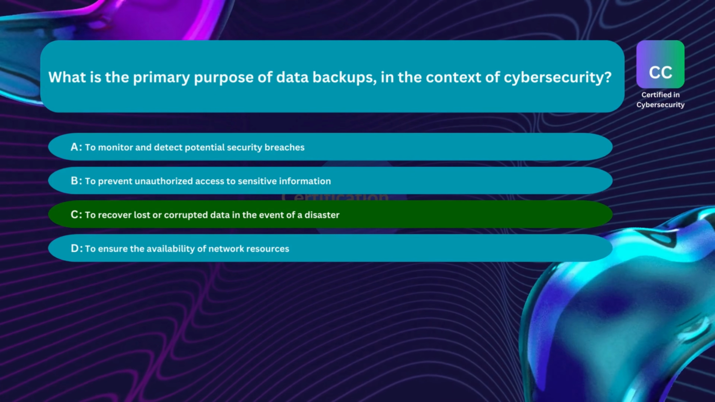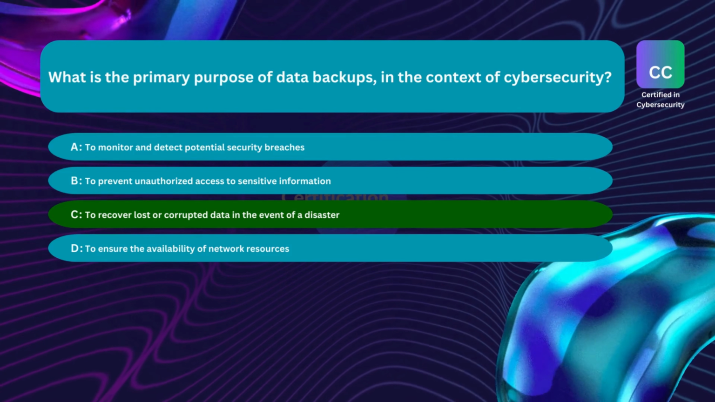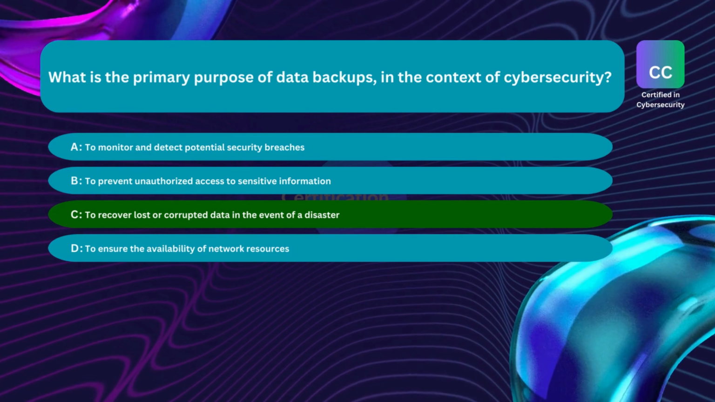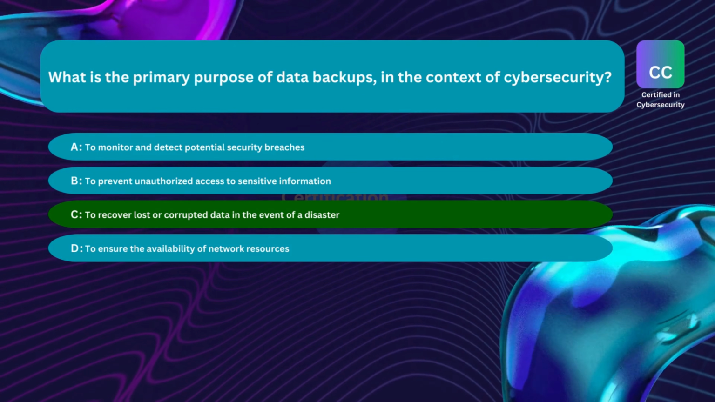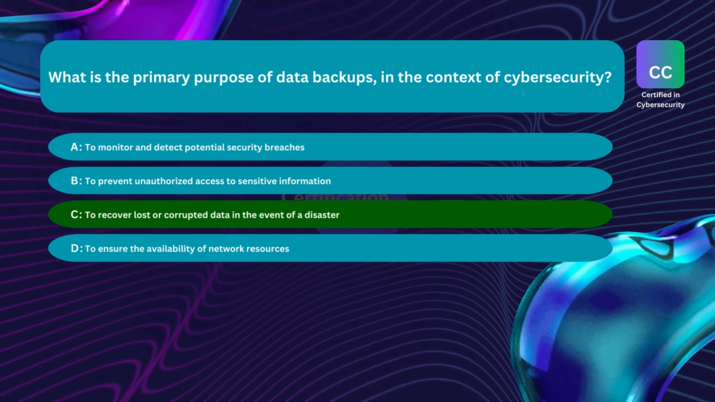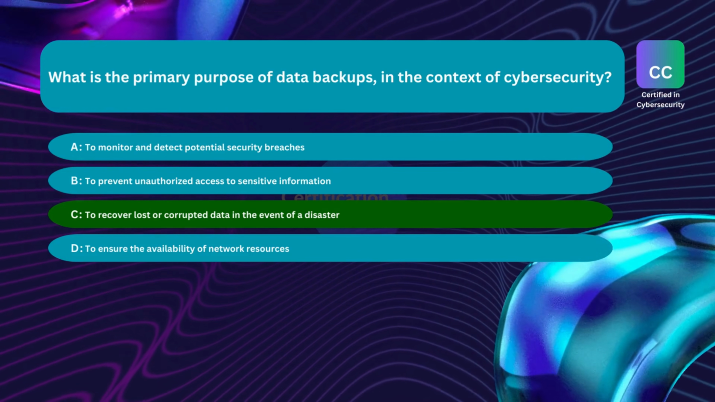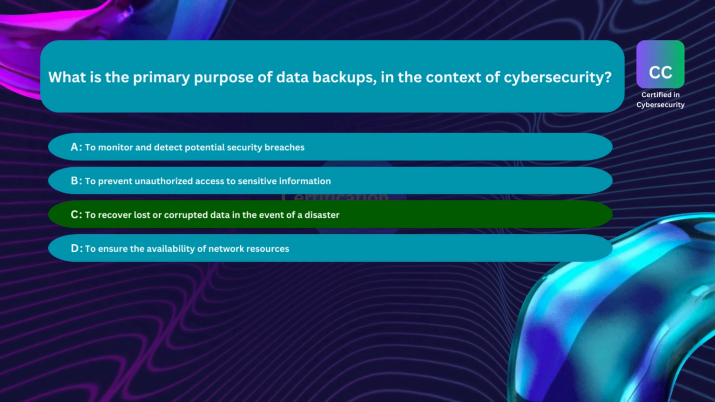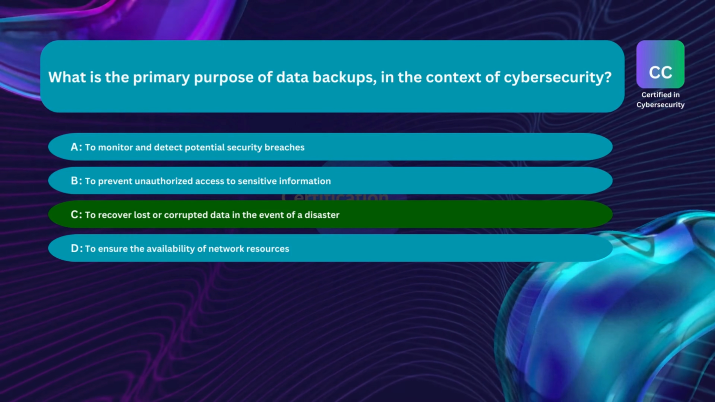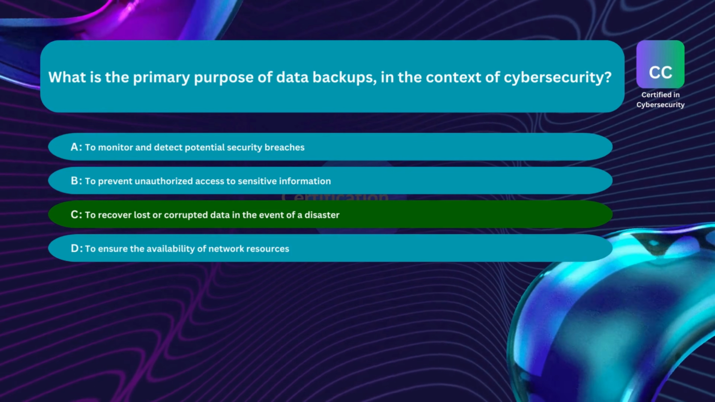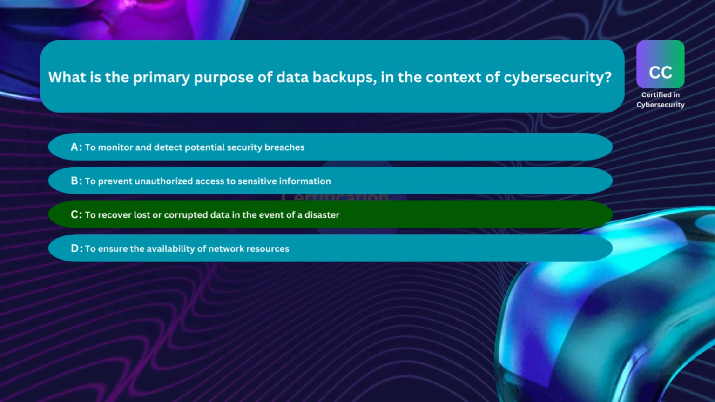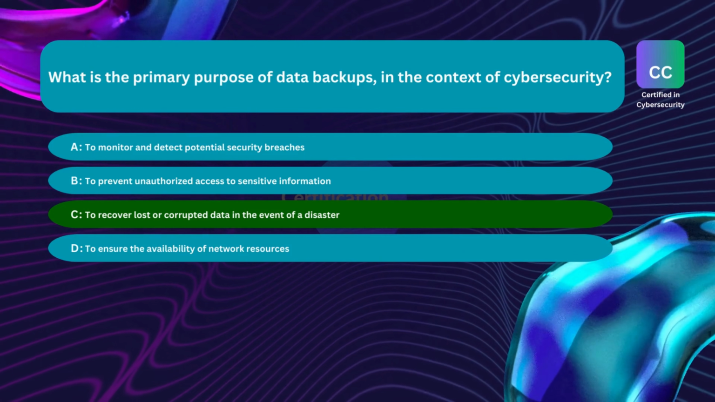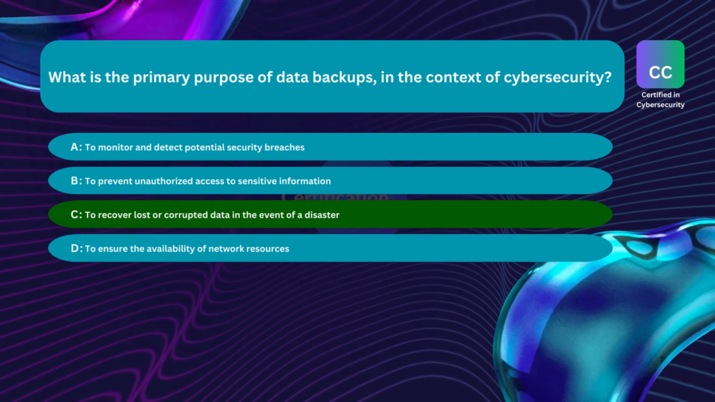The primary purpose of data backups in cybersecurity is to provide a means of recovering lost or corrupted data in the event of a disaster or data loss incident. Data backups serve as a reliable and secure copy of important information that can be used for restoration purposes. Monitoring and detecting security breaches, Option A, typically involve other security measures such as intrusion detection systems or log analysis. While preventing unauthorized access, Option B, and ensuring availability of network resources, Option D, are important goals in cybersecurity, they are not the primary purpose of data backups.